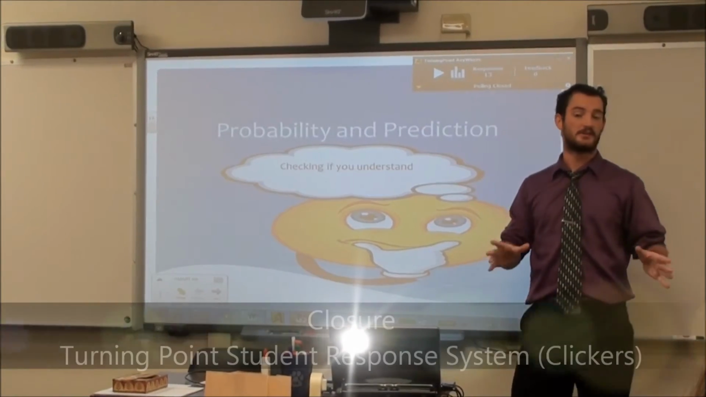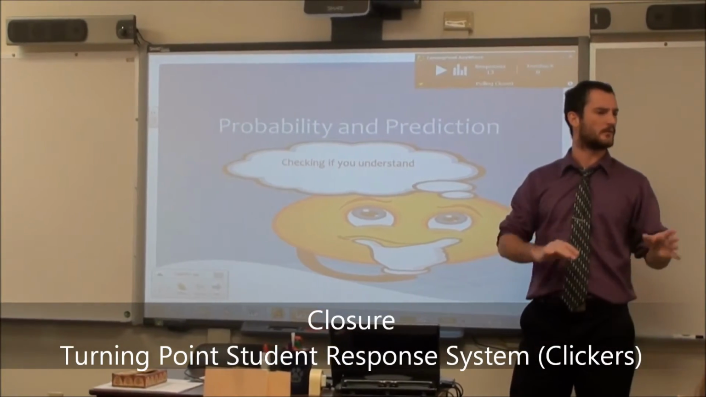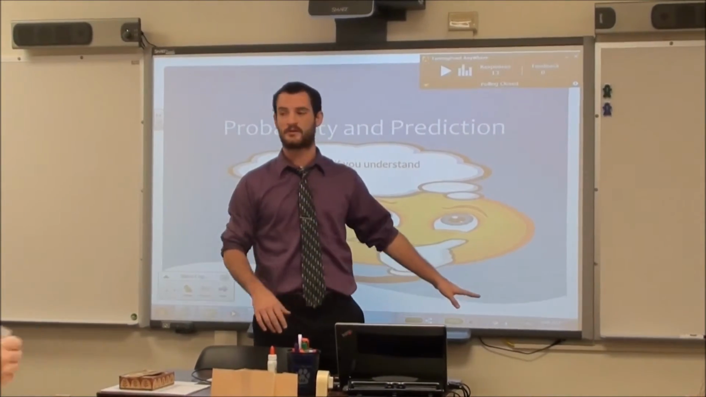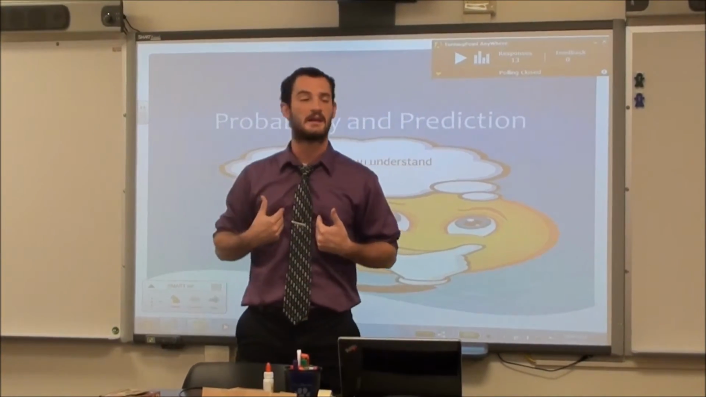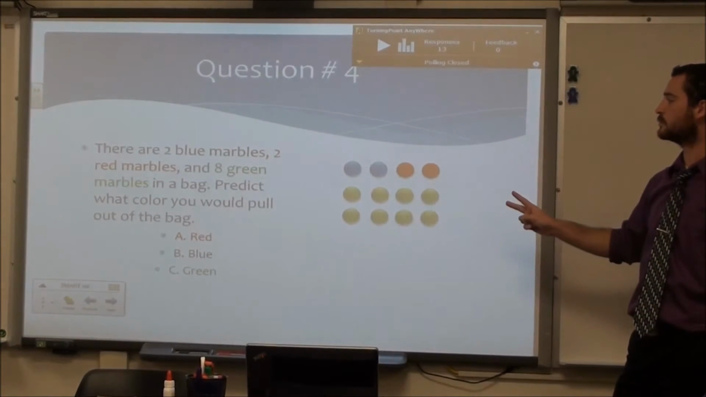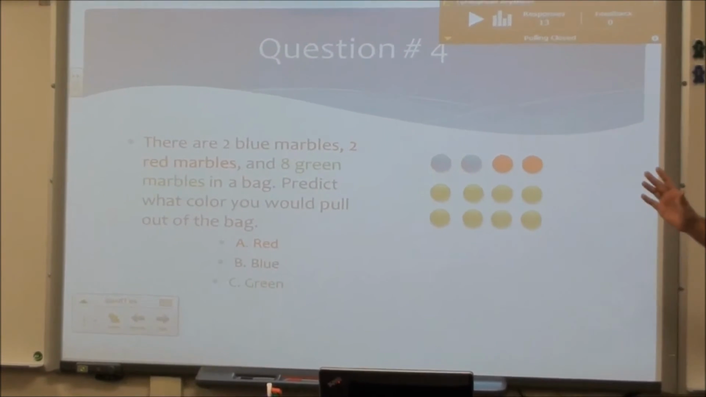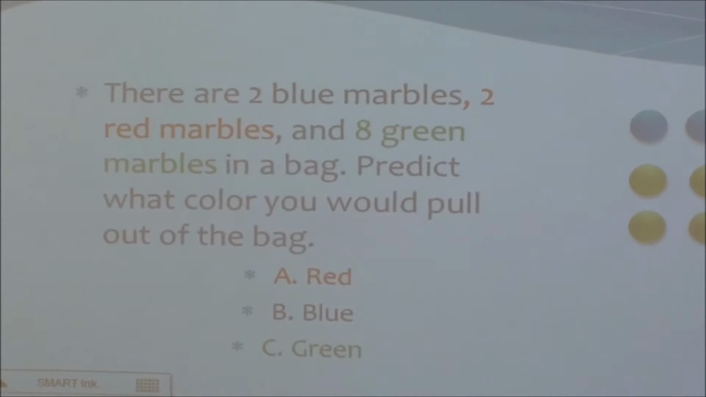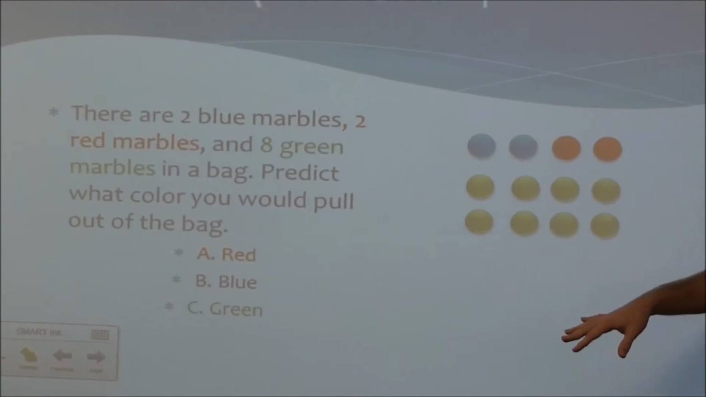All right. Now that each of you have had a chance to play around with each station, and we're all feeling pretty good about probability. When I walked around, you were all doing a very good job. Now I have a few more questions that are going to take a look at what we've already done and tell me how you guys are doing with probability. Okay, question number 4. 2 blue marbles, 2 red marbles, 8 green marbles in a bag. Predict what color you would pull out of the bag. If you were going to pick one out with your eyes closed, which one do you think you're going to pick out? Based on probability.